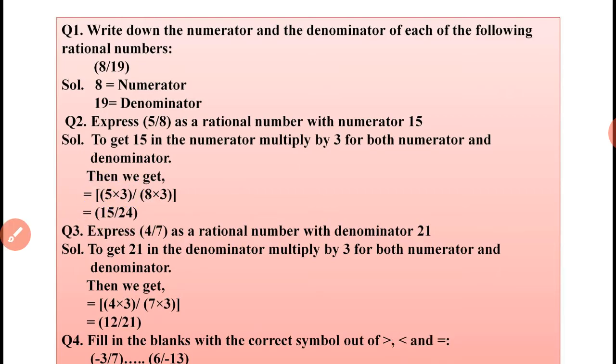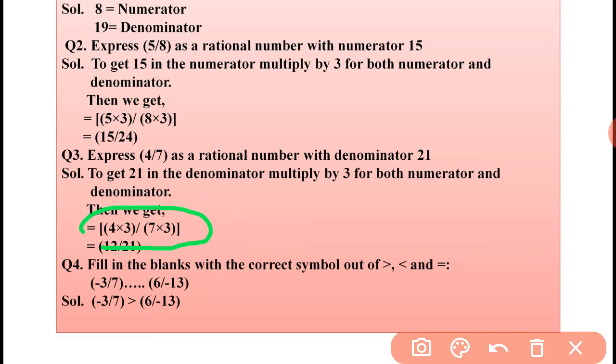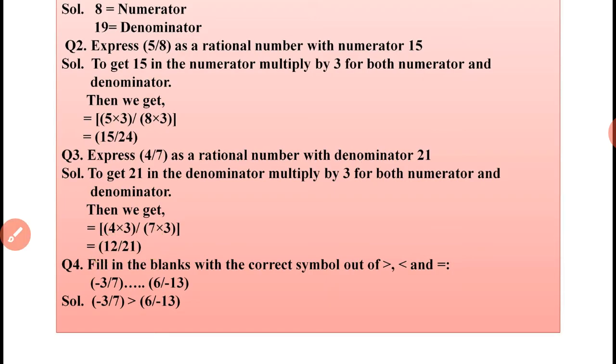Now after this, see question number 3. Express 4 by 7 as a rational number with denominator 21. To get 21 as the denominator, we have to multiply 7 by 3. So we will multiply numerator and denominator both by 3. We can write 4 into 3 divided by 7 into 3, so it will become 12 upon 21. So 12 upon 21 will be the answer. In this way we can make the denominator 21. Now after this, see question number 4.